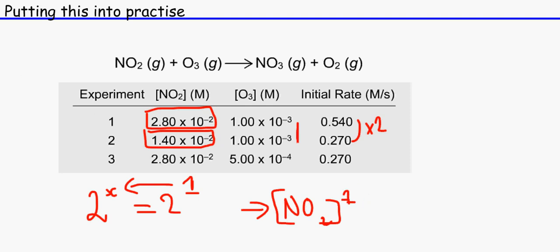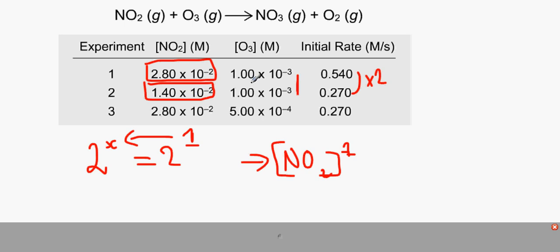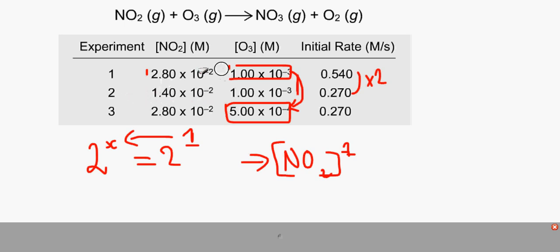There. Now looking at O3, we can see that when we double the concentration of O3, whilst keeping the concentration of the other the same. Okay, so we're going to keep these two the same. We can see that the initial rate has also doubled as well.